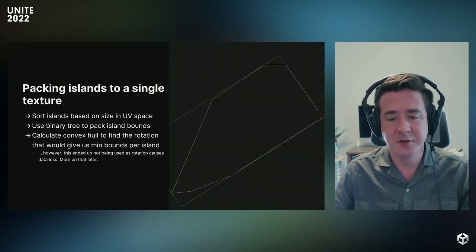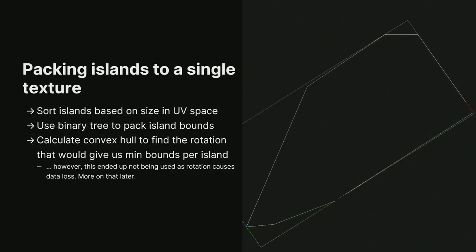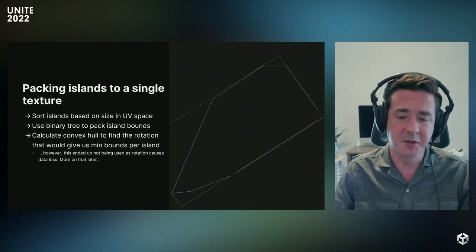And one thing that you can do is calculate the convex hull for each island. And from that, you can then use the rotating calipers algorithm to figure out what would be the optimal bounding box. If you look at the example on the right, we basically go around each of the edges, figuring out the bounding box that is flush with that edge, and the smallest bounding box that comes out of that. The rotation of that bounding box would be the rotation that we would like to have the optimal bounds. Unfortunately, we didn't actually end up shipping with this, as in our case, this causes data loss due to the way that we're sampling.